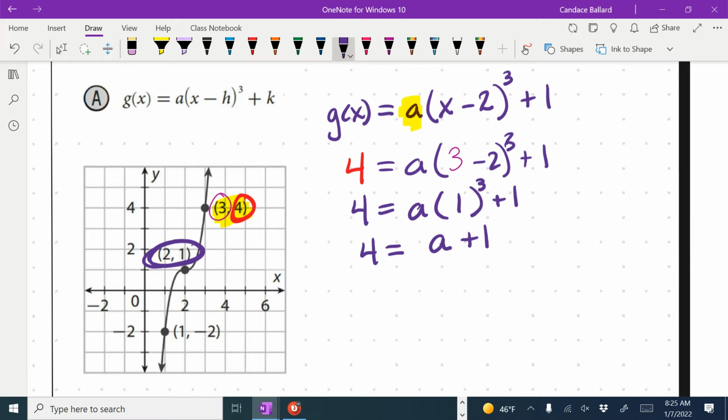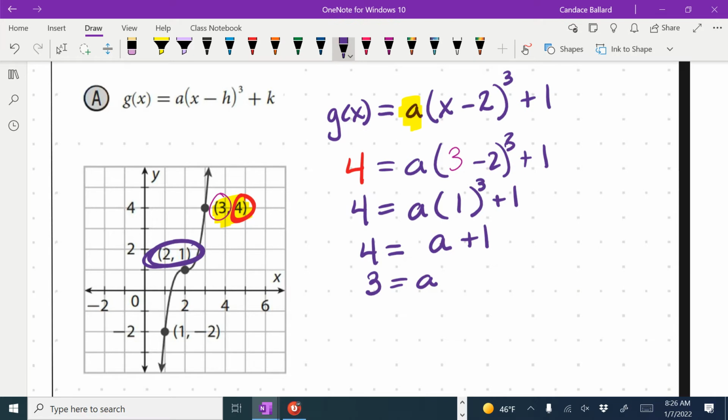Plus 1. Okay, what are we going to do with this 1 to get it to the other side? Subtract it. So what is 4 minus 1? 3. So I figured out a. That really wasn't that tough. I just had to know what to do, right? I had to put in my HK, which we're sounding a lot better at now than we did last semester. I can tell you that already.